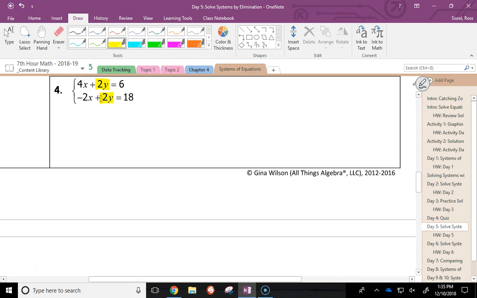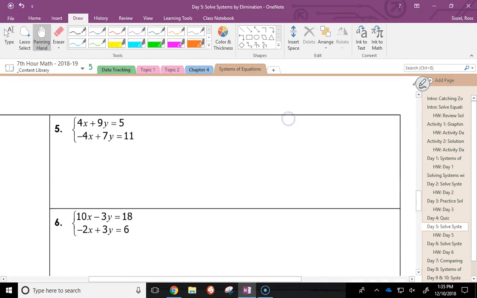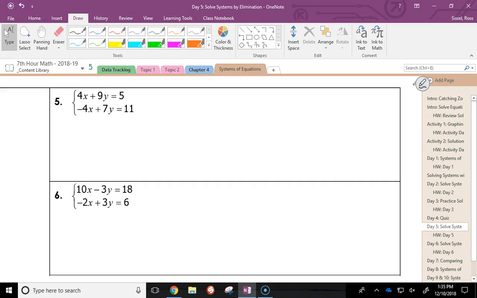What is special about the y's? They're the same. What's the same? They're both positive. Nope. I don't care about that yet. The coefficient. Remember, the first thing we got to do is look for the coefficients. So, I'm going to scroll real quick and look. On this one, number 5, which variable has the same coefficient number? X. So I am going to focus on x.